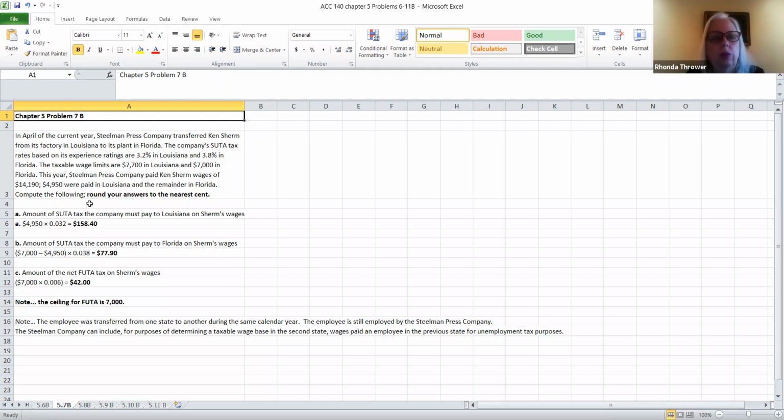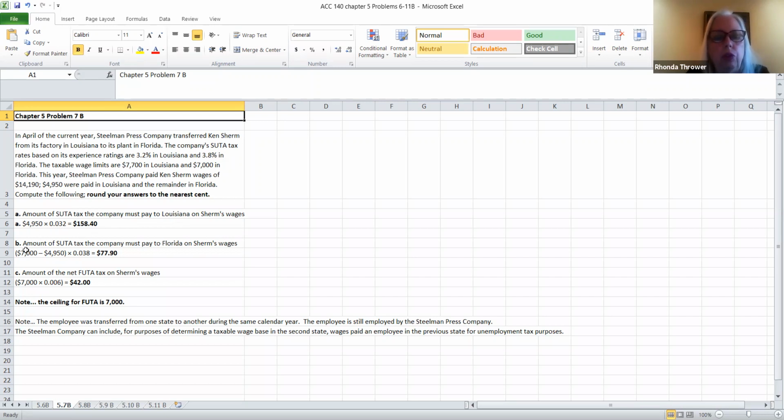They want you to compute the following. In A, they want the amount of pseudo tax that the company must pay to Louisiana on Sherm's wages. So what we're going to do is take the wages that were paid in Louisiana, which was $4,950, and multiply that by the Louisiana state rate. Their rate was 3.2%. So the amount of pseudo tax that the company must pay to the state of Louisiana is $158.40.